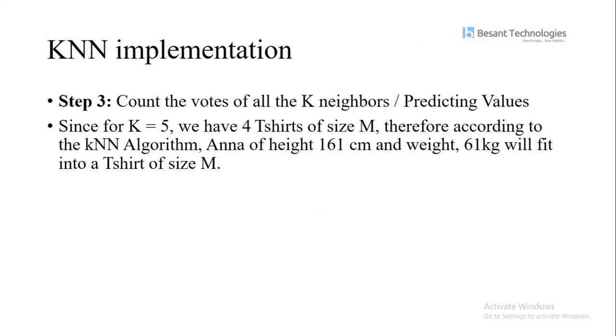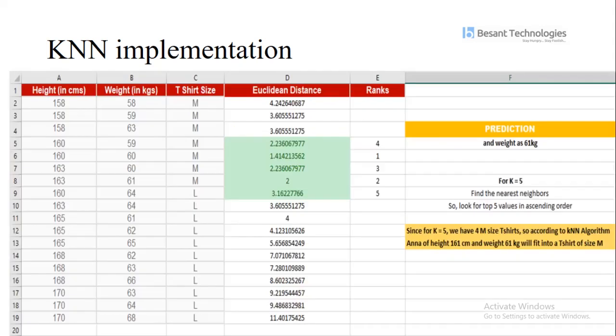So our step 3 is we need to count the k neighbors and predict the value. Since our k value is 5, we have 4 t-shirts of size M. Therefore, according to KNN, height of 161 and 61 kg may be M. How I am telling you is, here we have the 5 data, and the majority by Euclidean distance is nothing but our M data set.